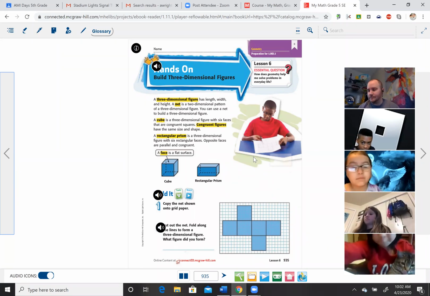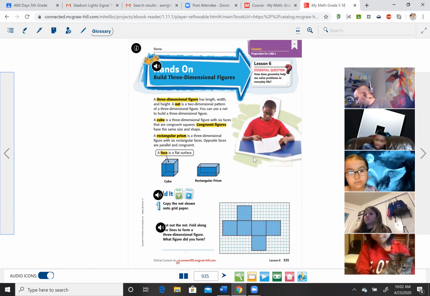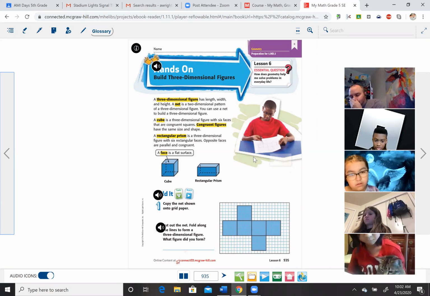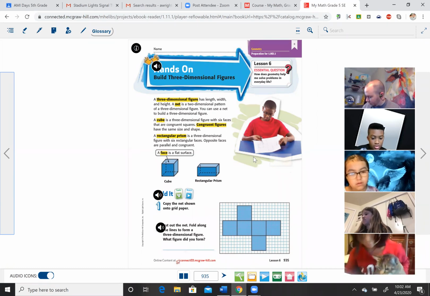A net... quit barking at me. Go get a toy. Go get a toy. I'm not your toy.